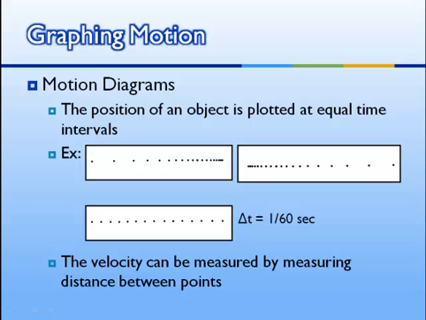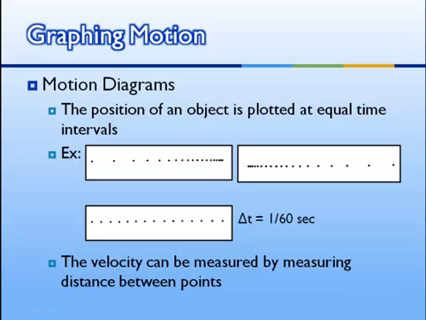A motion diagram is simple enough. A motion diagram simply places a dot at a specific position wherever an object is located every second, every 60th of a second, every half a second, every 10 seconds. It's very similar to the story of Hansel and Gretel. Remember, they were walking through the woods and they would drop little pieces of corn or little crumbs of bread every few seconds so that they could find their way home.